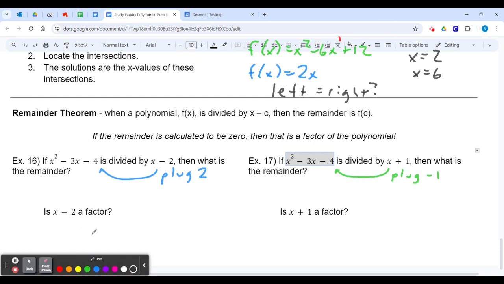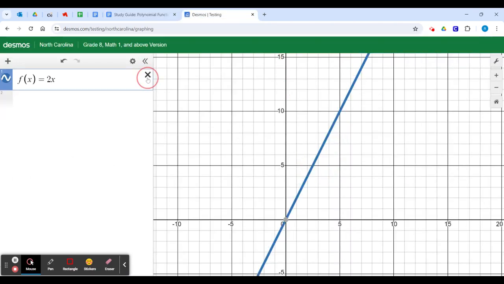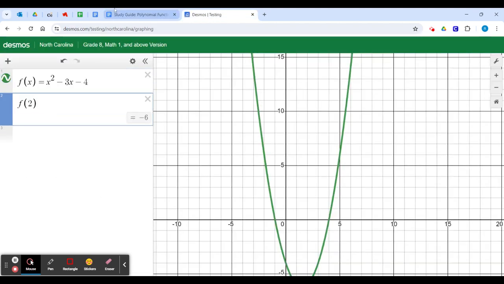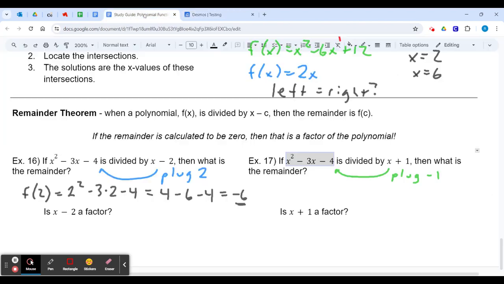So we can either write this out and do, hey, our f of 2 equals 2 squared minus 3 times 2 minus 4 equals, so that gives us 4 here, minus 6, minus 4. So that would give us a -6 as our remainder. Or what we could have done as well is we could have typed this into Desmos, the original function f of x equals x squared minus 3x minus 4. And then we could have gone in and said, hey, what is the f of 2? And again, it gives us that -6.